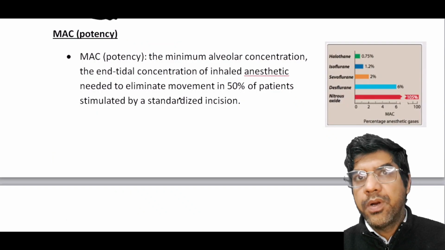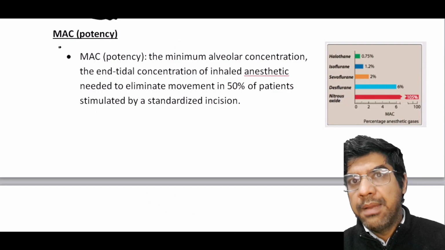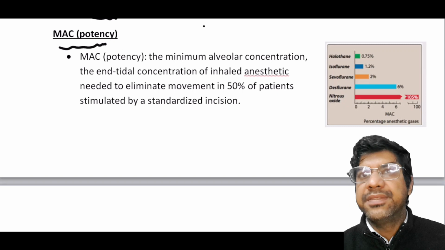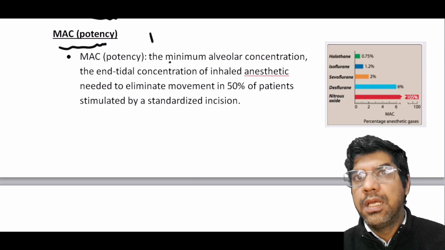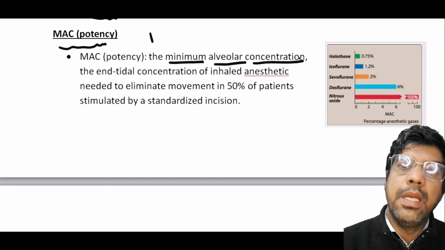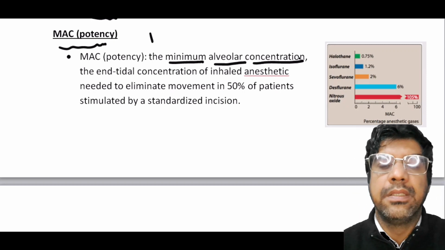Now another important part is, what is MAC? MAC stands for minimum alveolar concentration. What do you mean by MAC?